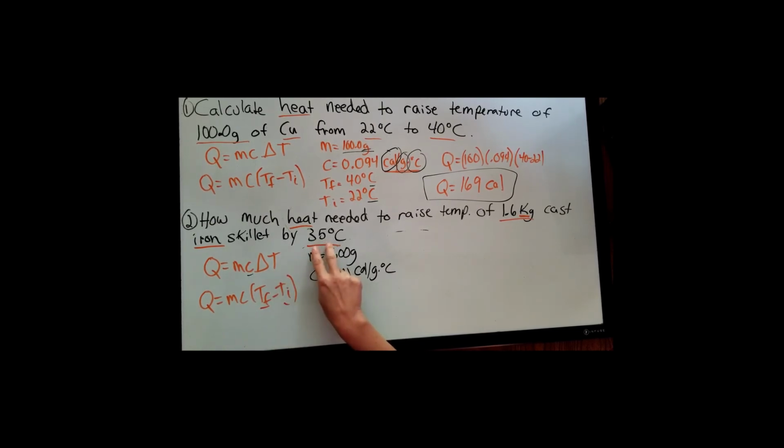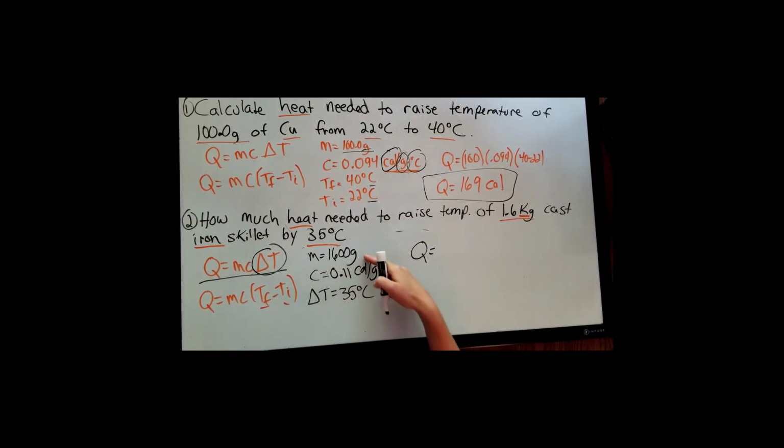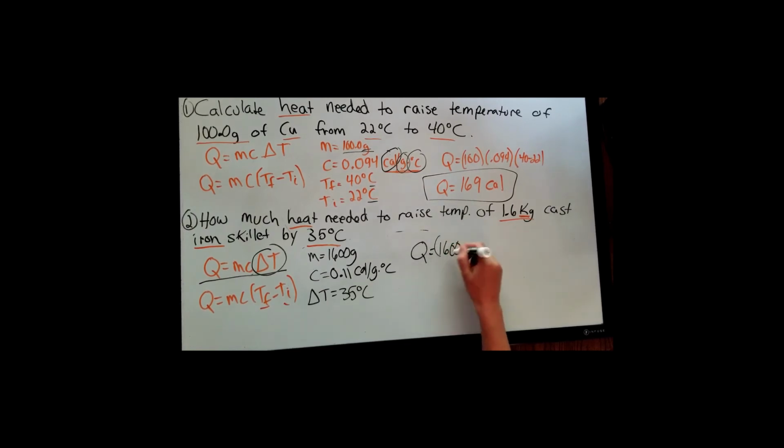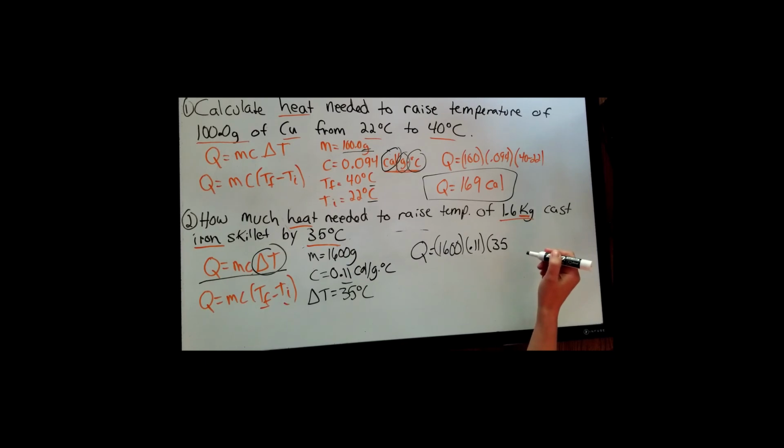They're saying, I want the total change in temperature to be 35 degrees. So I would use this top equation, since I only have one temperature, and in place of this delta T, that's where I'm going to plug in my 35. So now I can go ahead and solve, now that I have all the variables needed to solve for heat. So I'm going to take 1600, multiply that by the specific heat of iron, in this case 0.11, and then by my delta T, which is 35.